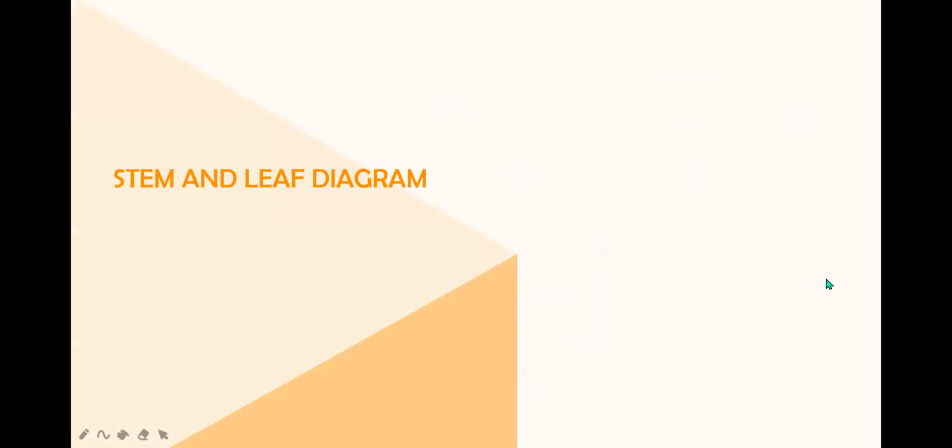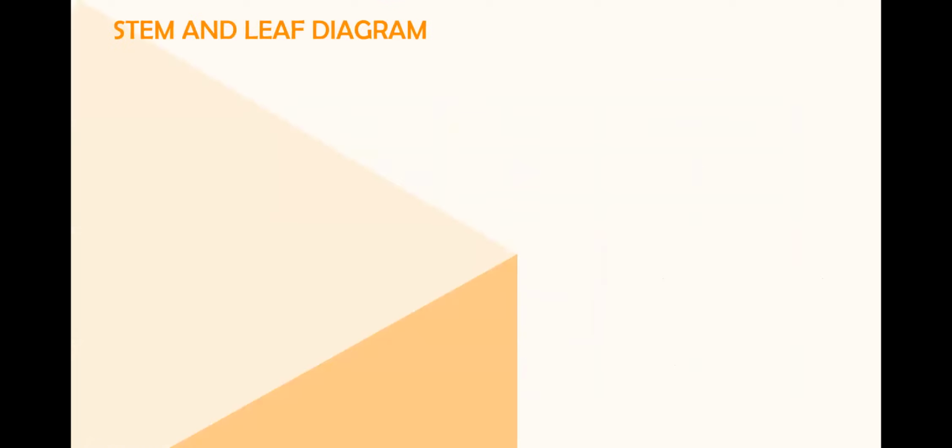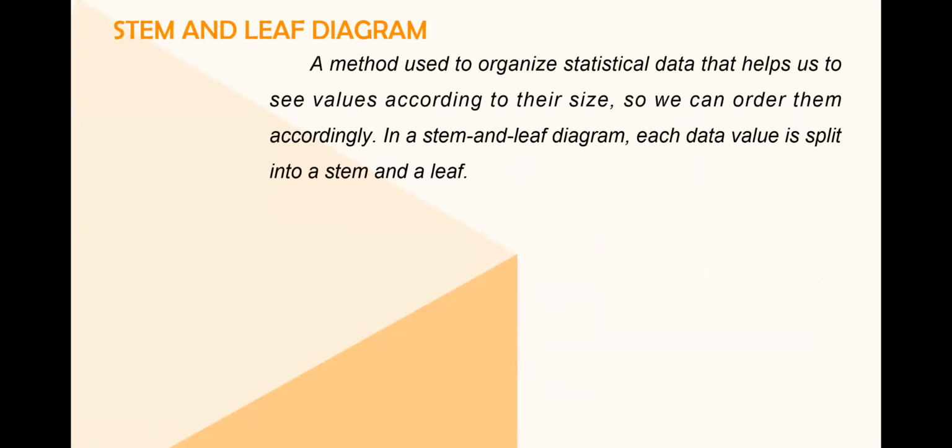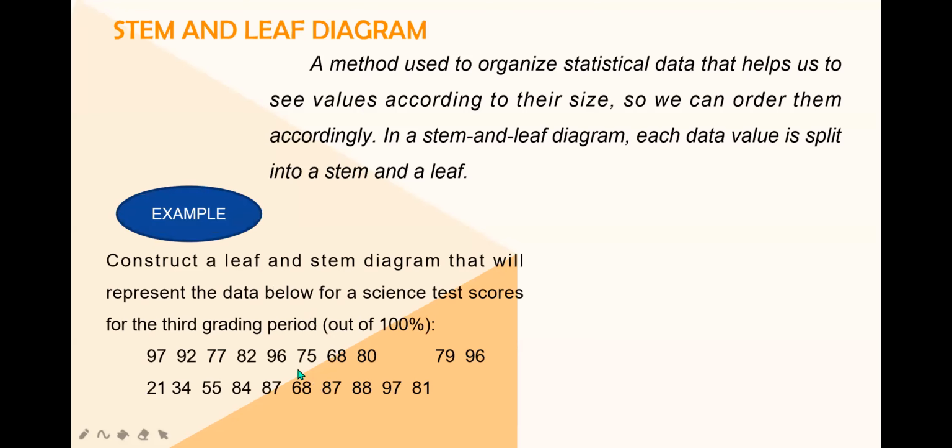Okay, next one. How about the stem and leaf diagram? For the stem and leaf diagram, it is a method used to organize statistical data that help us to see values according to their size, so we can order them accordingly. In stem and leaf diagram, each data value is split into a stem and a leaf. That's why it is called stem and leaf diagram. Example, I have a series of numbers: 97, 92, 77, 82, 96, 75, etc.